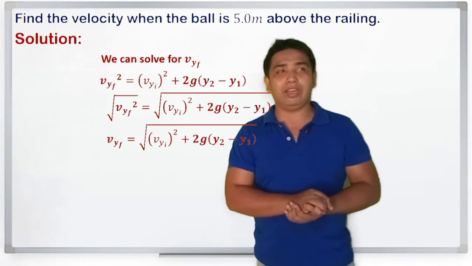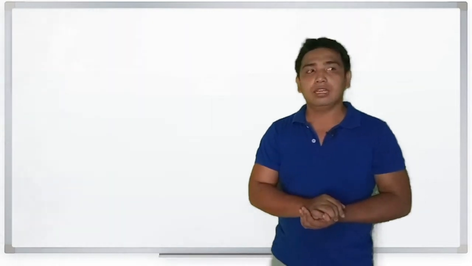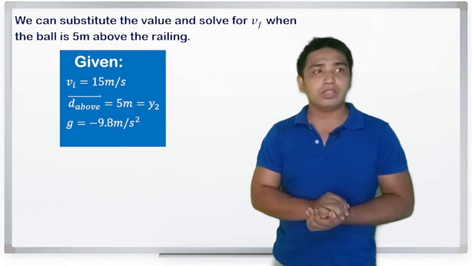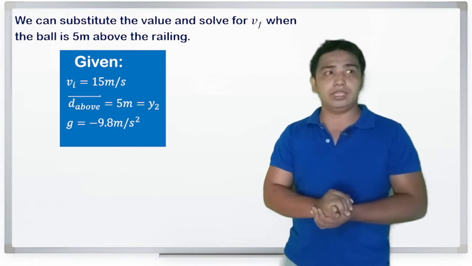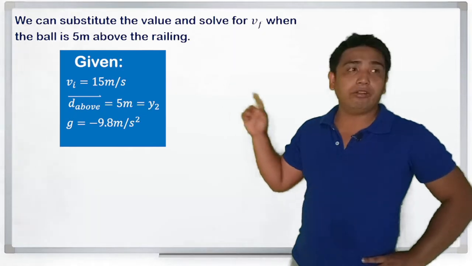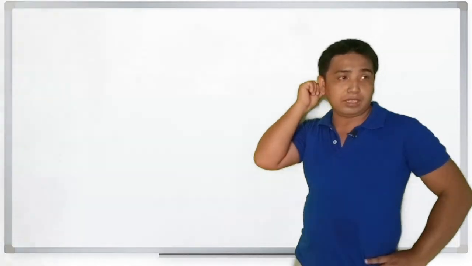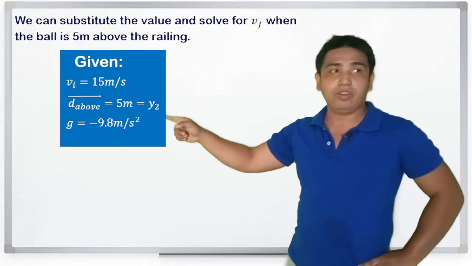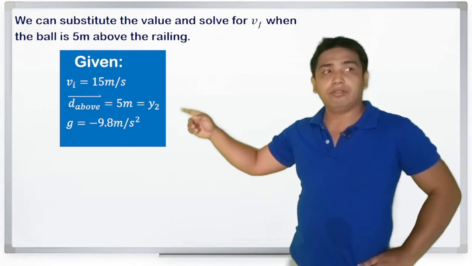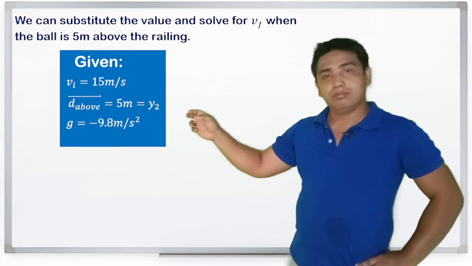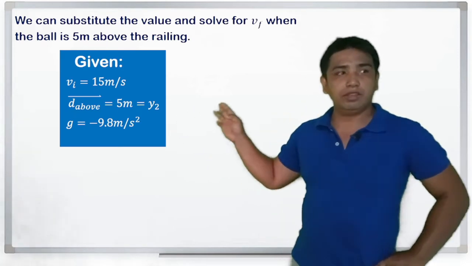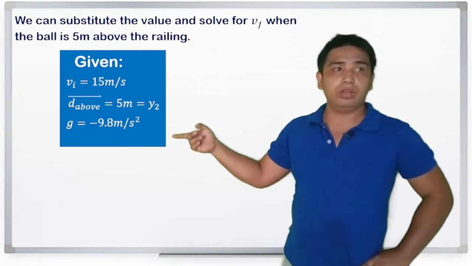So we can plug in the values next and solve for the final velocity, when the ball is 5 meters above the railing. Our given is vyi is equivalent to 15 meters per second, and 5 meters will be our y sub 2, and then the acceleration due to gravity is negative 9.8 meters per second squared.